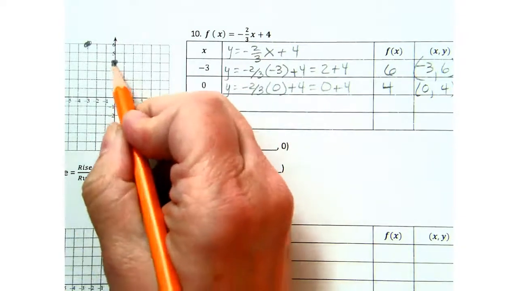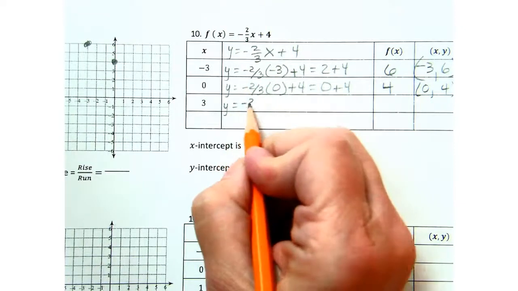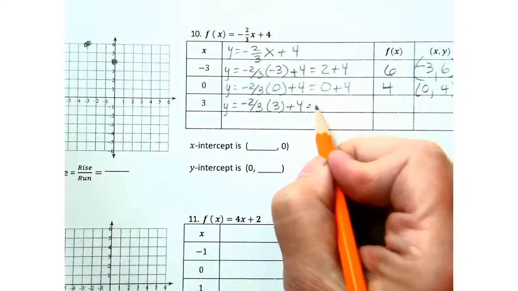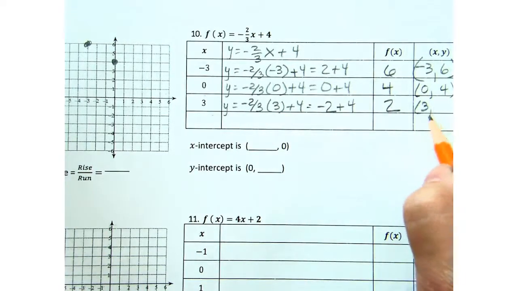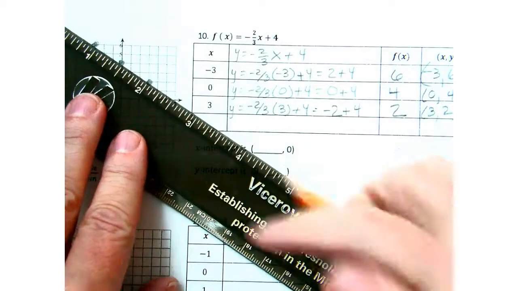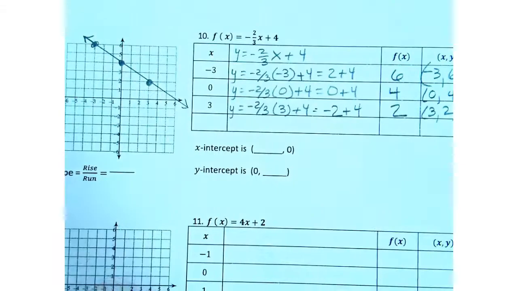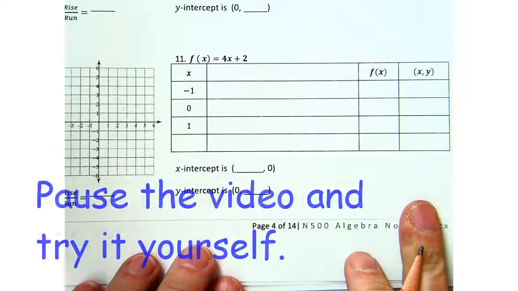Graph this point. Now replace x with 3 for y equals negative 2/3 times 3 plus 4. This gives us negative 2 plus 4, or 2. Our third point is (3, 2). Use a ruler to draw a line through these 3 points. This line represents all of the points for which y equals negative 2/3 times x plus 4. Now pause the video and try the next example yourself.